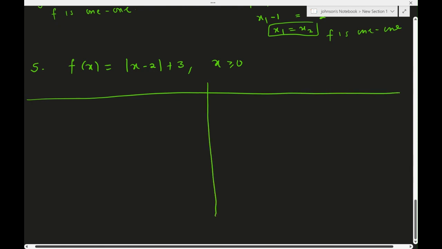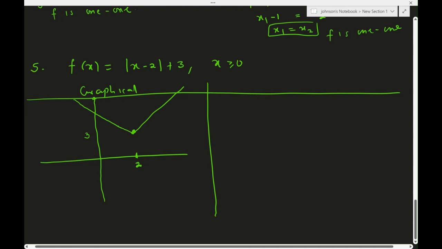Now let's see what happened here. We can try to graph this. Let's see the graphical method. If you graph this, this is nothing but the graph of the absolute value of x shifted 2 units to the right. Then you move it 3 units upward. So this is 3. So this is just something like this.